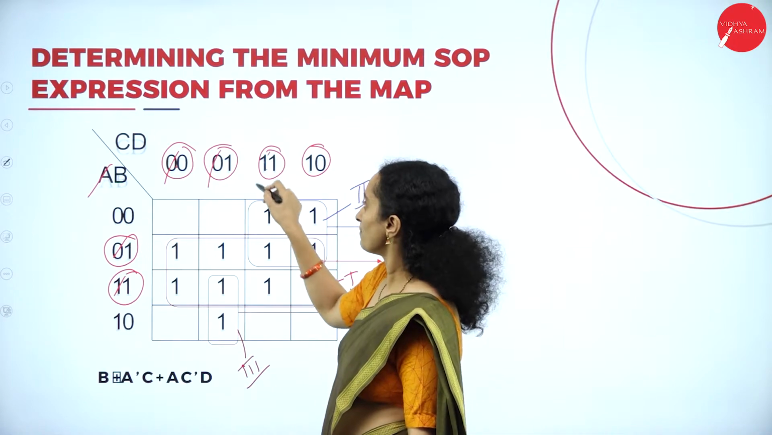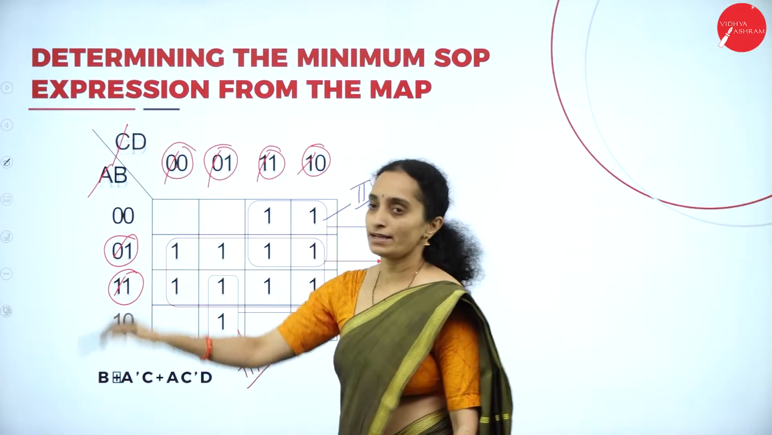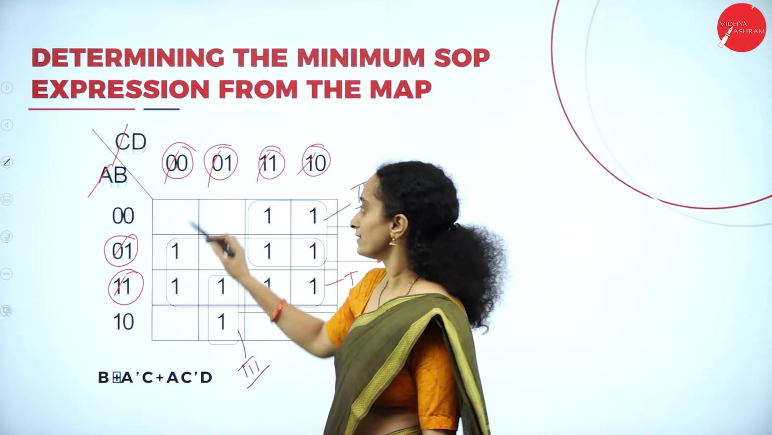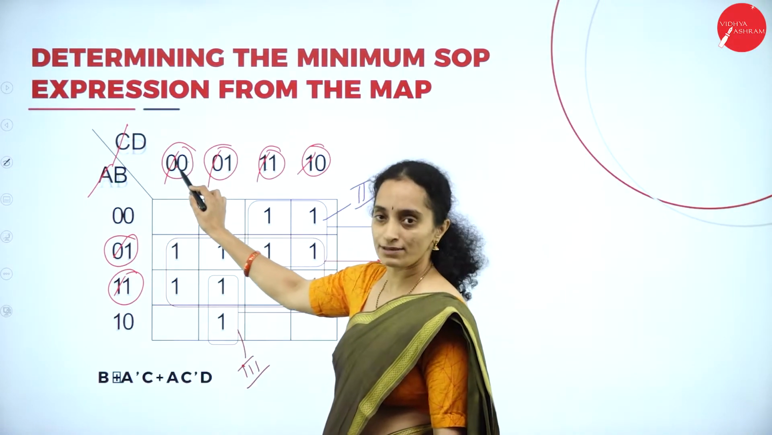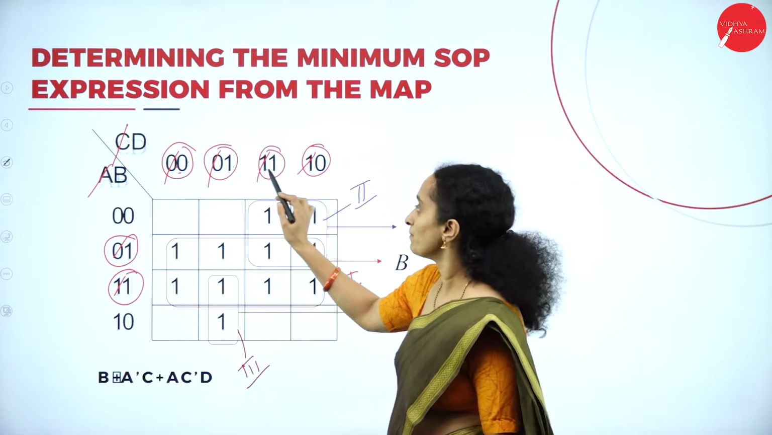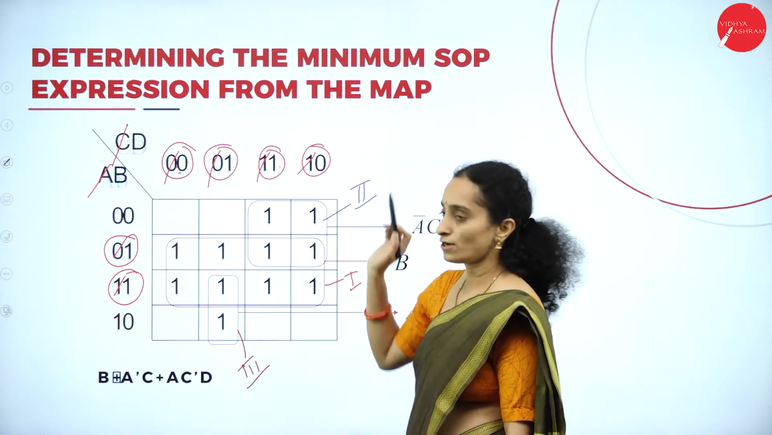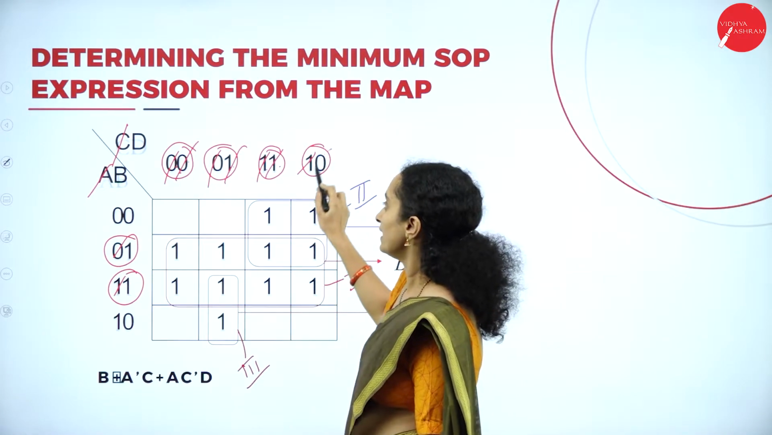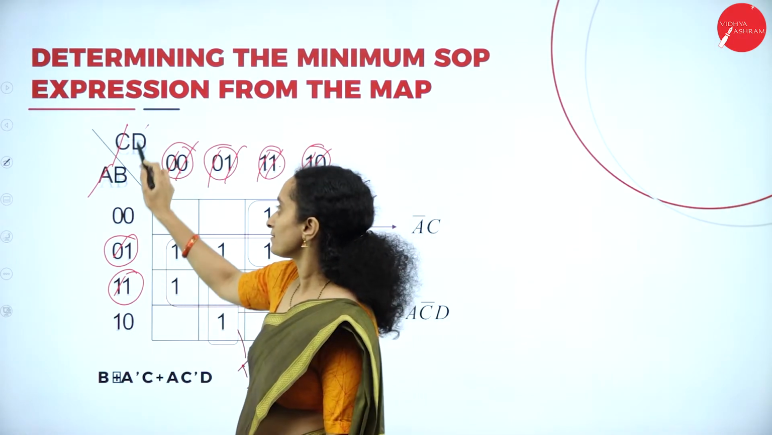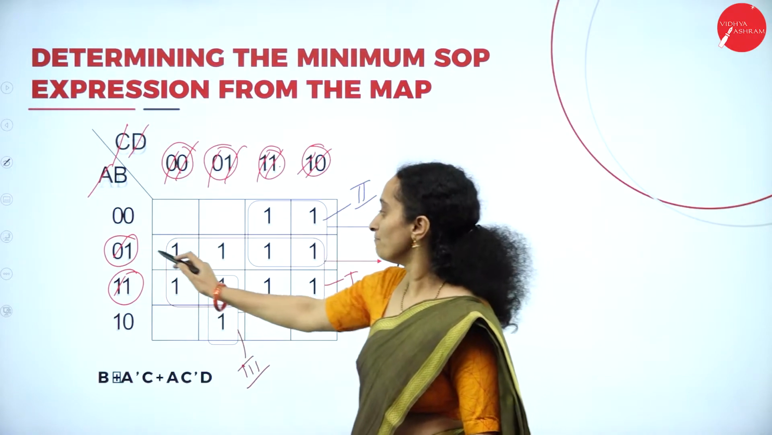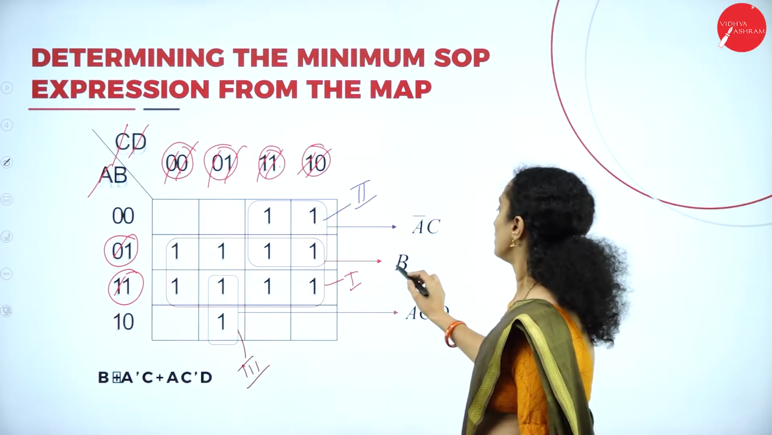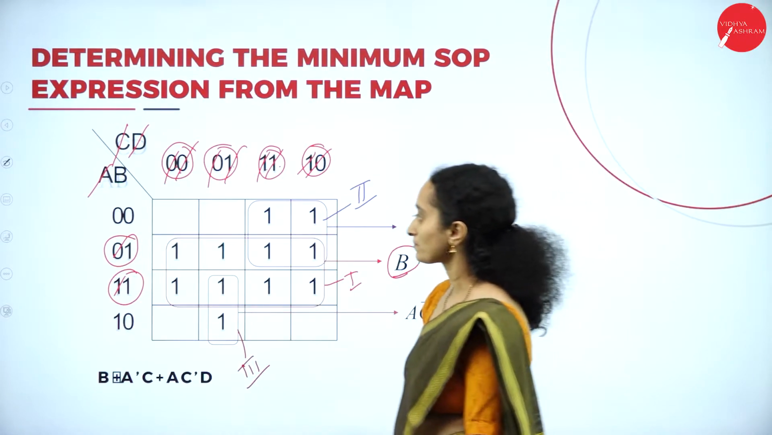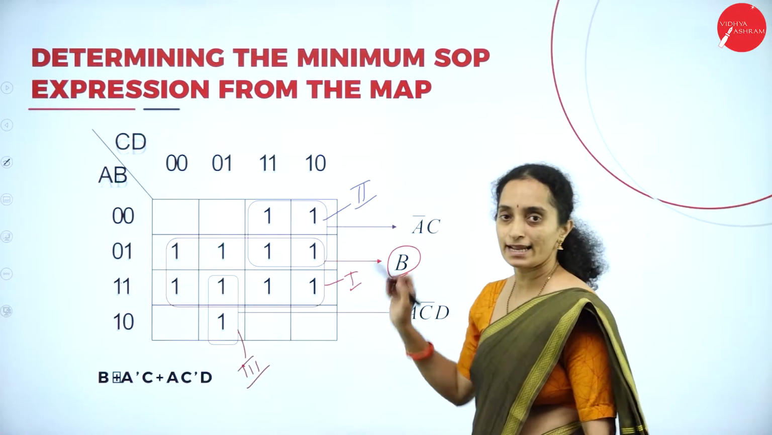So, this will be cancelled. That means variable C is not there. Then if you look at D, again D is having complement, non-complement, non-complement, complement. States are changing. Again D is also cancelled. What is remaining is B in the non-complement form, B.